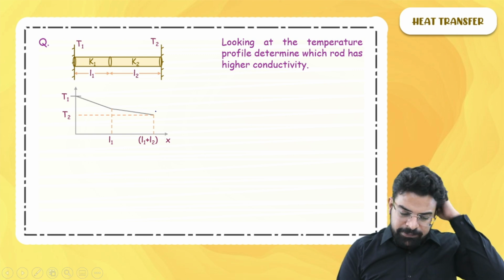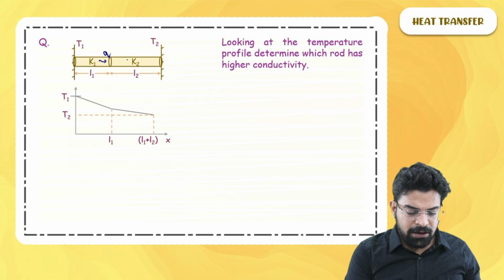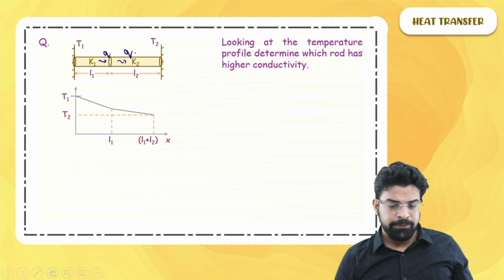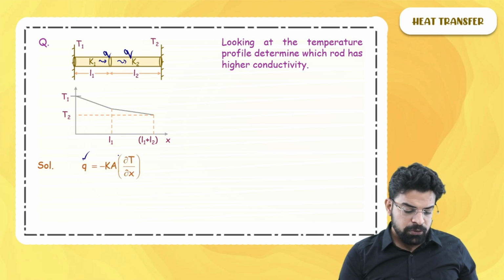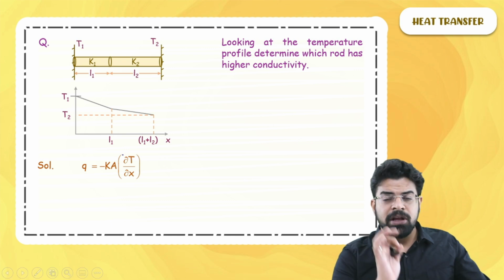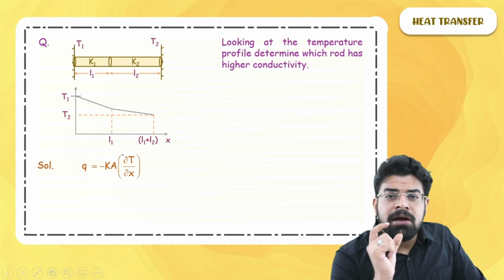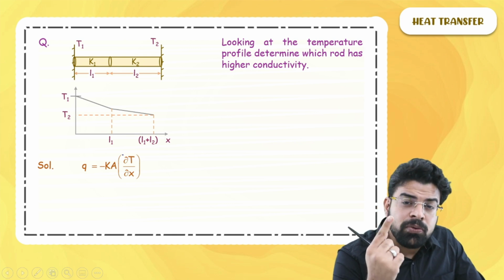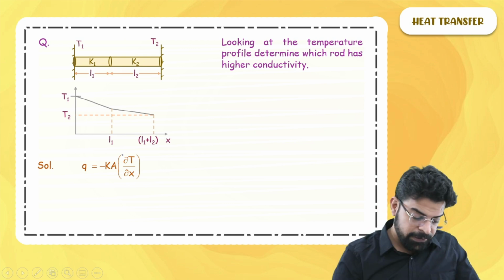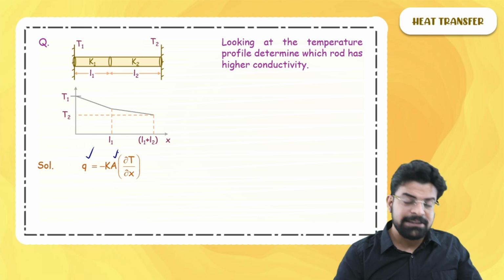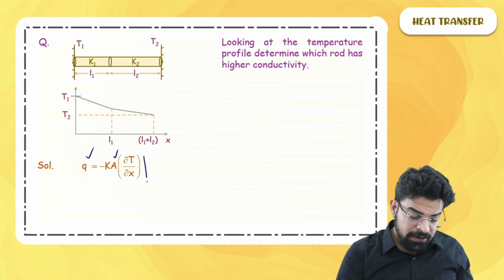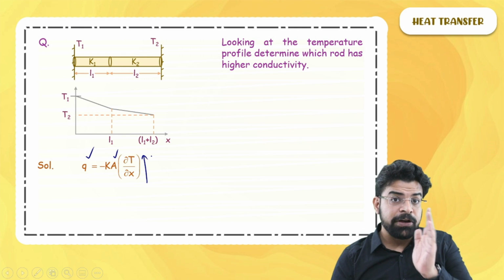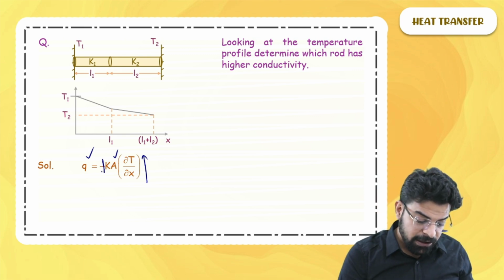You will say, sir, under steady state, the rate of heat flow in both the rods will be the same. From Q equals K A del T by del X, I can say the rod for which the temperature gradient has more magnitude will have a lower conductivity, as Q is the same, A is the same. The rod which has got greater temperature gradient will have a lesser conductivity.